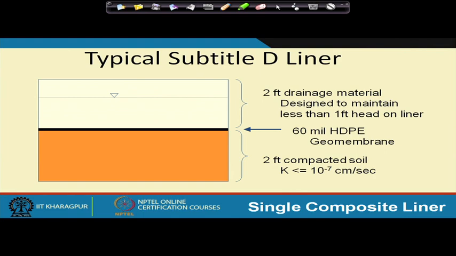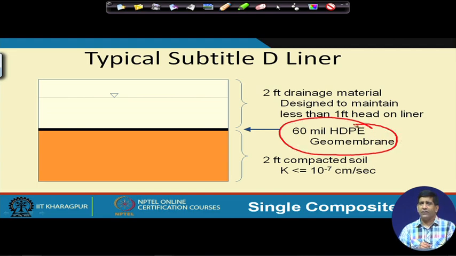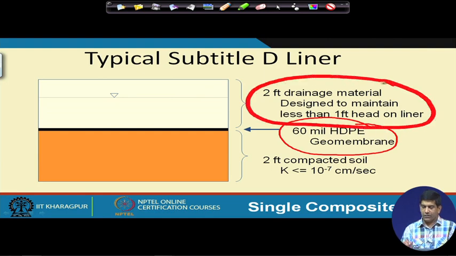As per that requirement, and we follow pretty much the same requirement in India as well, this is the typical liner requirement for a municipal solid waste landfill. Here we have 2 feet of compacted soil, then we have a 60 mil HDPE geomembrane. 1 mil is 0.001 inch, so it's not too much. It's around 1.5 millimeters, so less than a centimeter thickness. Then you have 2 feet of drainage material on the top.